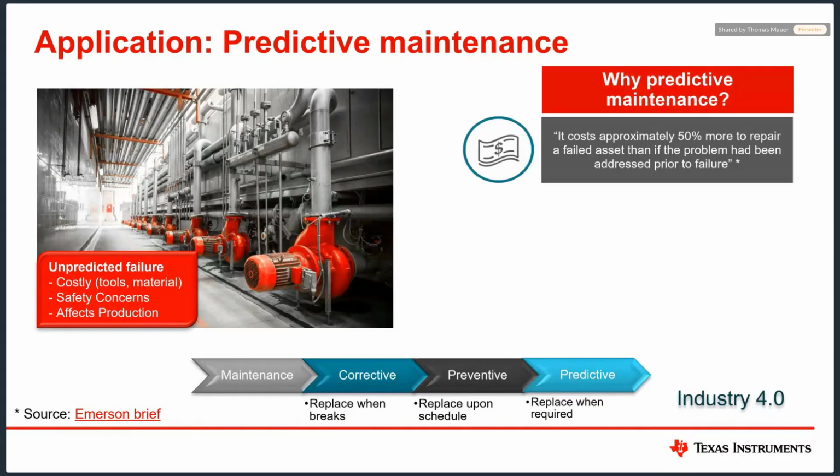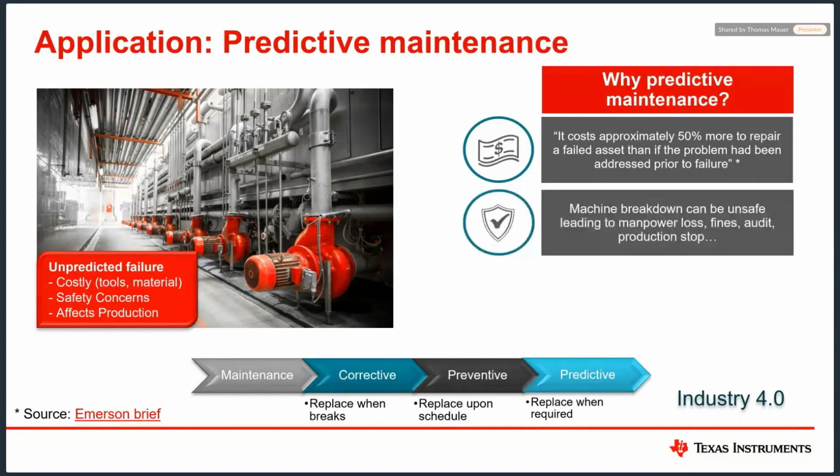And what are the motivations to do this predictive maintenance? So overall, it costs 50% more to repair if an asset fails than if the problem can be addressed before the failure happens. We got this information out of an Amazon brief which I linked here below. If a machine breaks down, it's unsafe. As I mentioned previously, it can hurt someone. In the worst case, someone dies. You can get fines, you can not pass an audit, and you have a production stop.